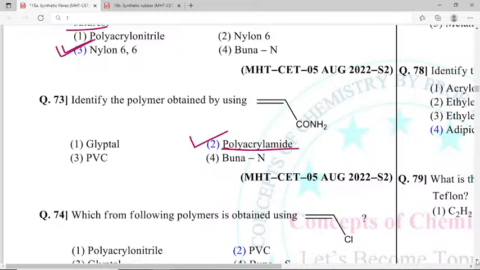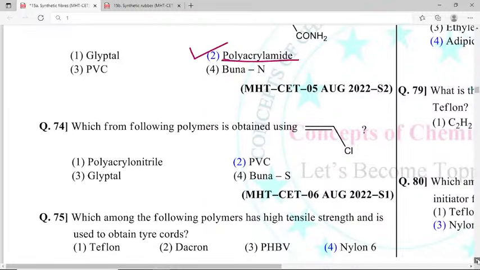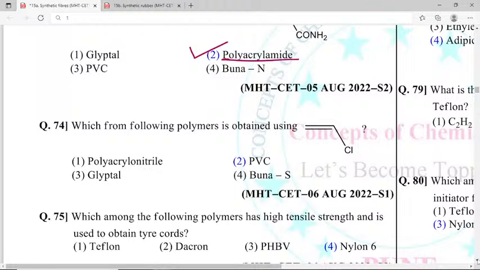Next question. Which of the following polymers is obtained by using CH2=CHCl? This is called vinyl chloride. So what is the answer? PVC. PVC stands for polyvinyl chloride.